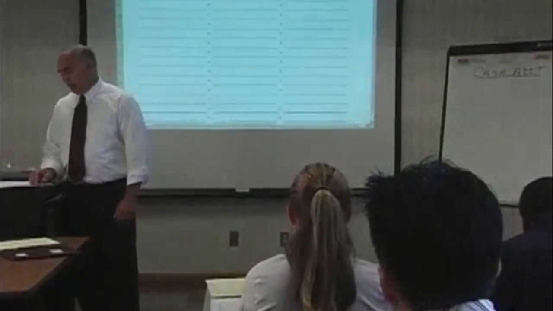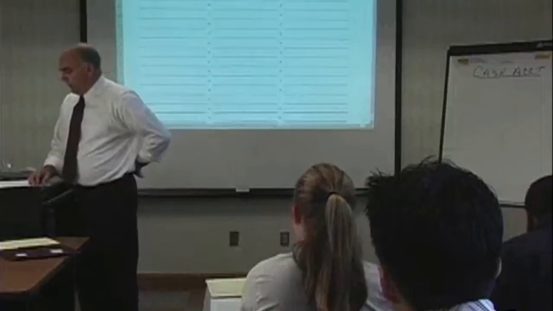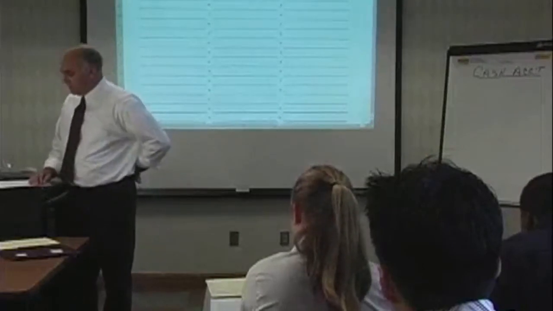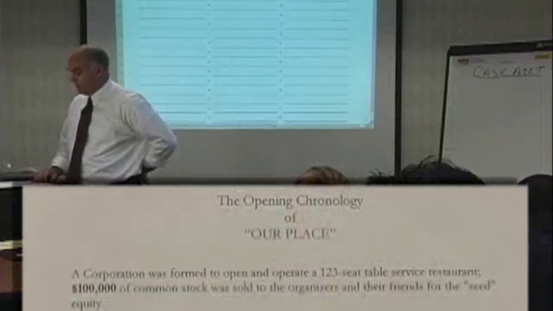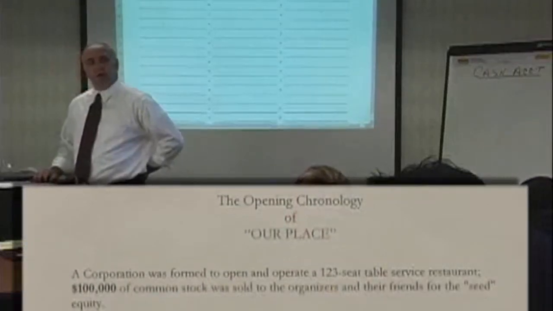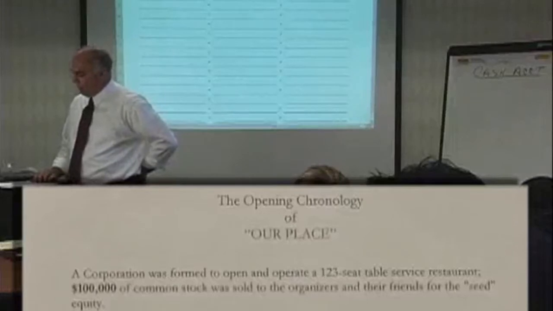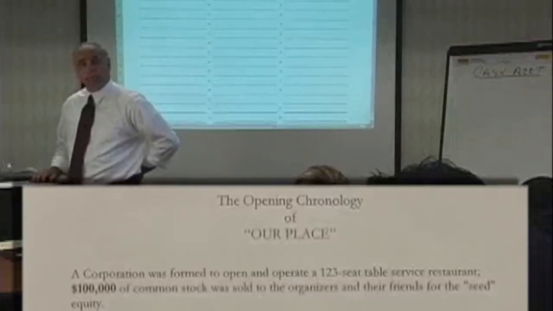So we're going to look at the opening chronology of our place now and begin to create the opening day balance sheet. So I will read as you follow in your document. A corporation was formed to open and operate a 123-seat table service restaurant. $100,000 of common stock was sold to the organizers and their friends for the seed equity.